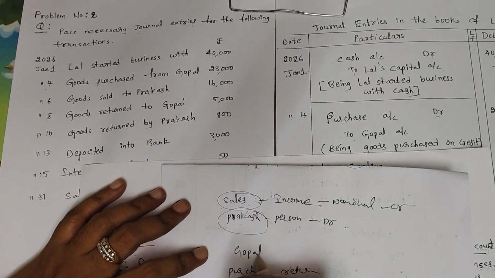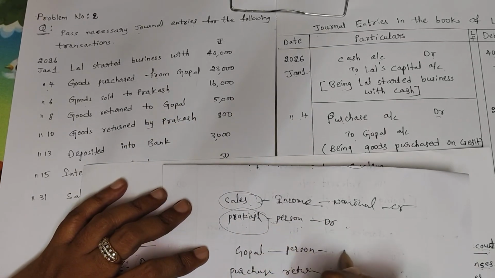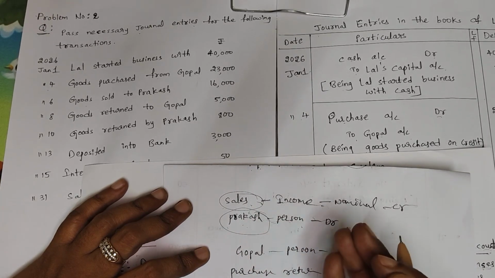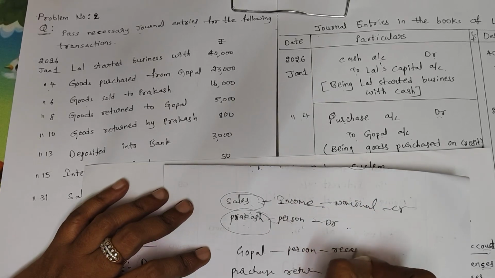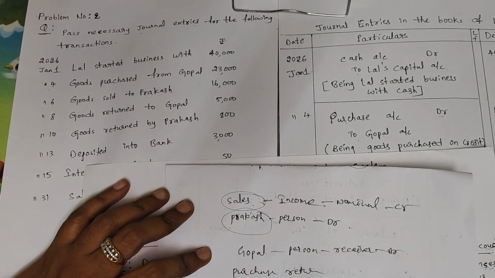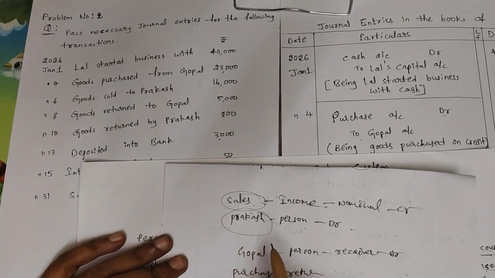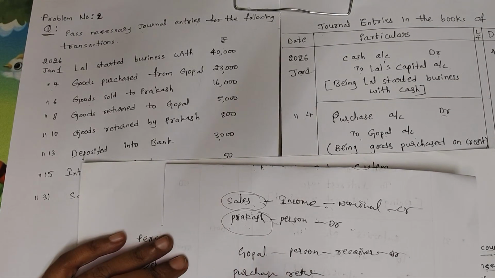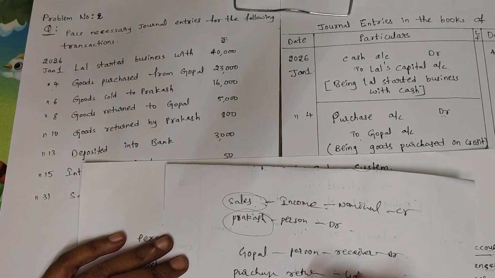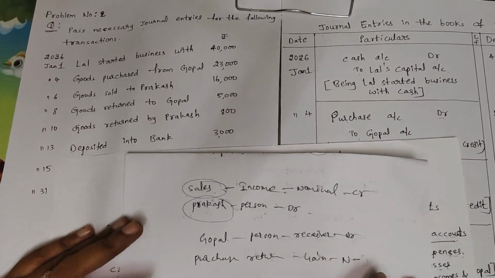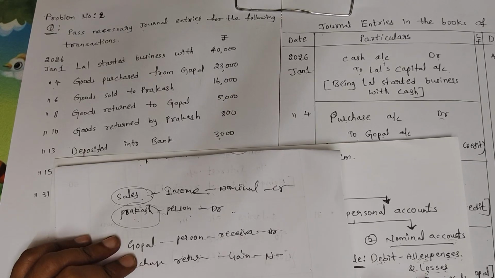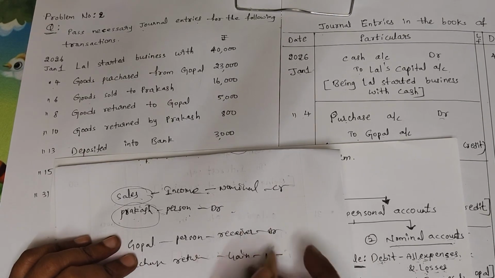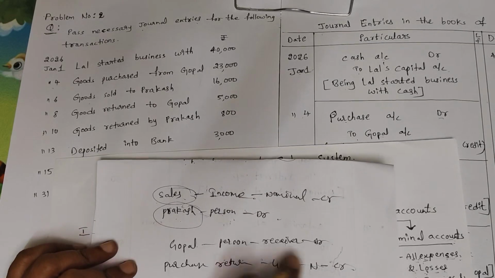Okay. So Gopal is a person. A person comes under personal account: debit the receiver, credit the giver. So we are returning goods to Gopal, which means Gopal is the receiver. So the receiver's account is debit according to personal account. And purchase return. Purchase is an expenditure. Purchase return is like a gain, because purchase return reduces our purchasing cost. Okay, so it's a gain. Gain comes under nominal account. Nominal account rule is all expenses and losses debit, all incomes and gains credit. So gain will come under credit.